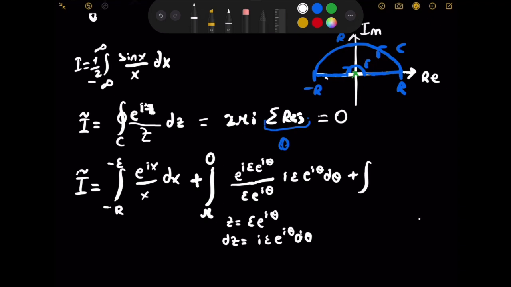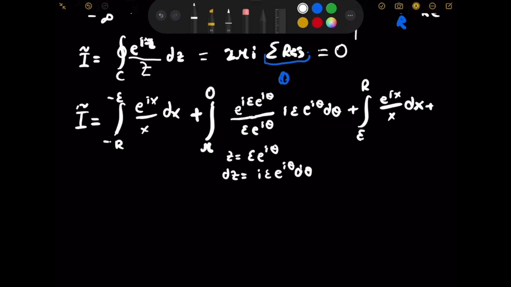Then we're going to have, let's see, from epsilon to r, again the same thing, e to the power of ix over x dx, because z is x for that part, plus, I should move a bit. It isn't that different from the other semicircle. We're now starting from 0, going all the way up to pi, and we will let z equal r e to the power of i theta. So we just get the result that we had, just changing epsilons to r's. r e to the power of i theta. And then, let's see, so that's going to be i r e to the power of i theta d theta.